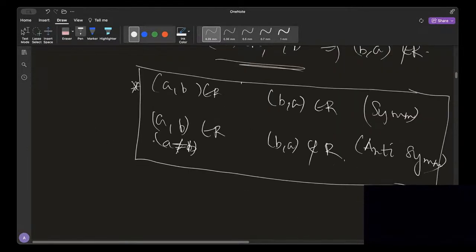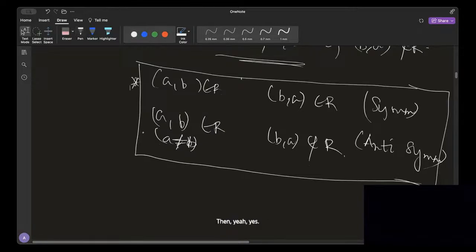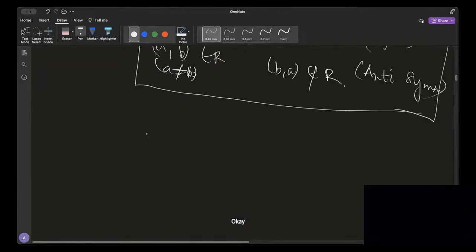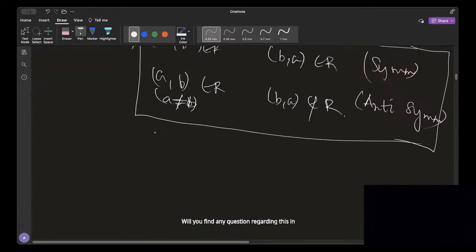Ma'am, I have a doubt. The odd and even function is not taught by the prof, but it is in the extra practice assignment of week 1. Can we find any question regarding this in the quiz one?